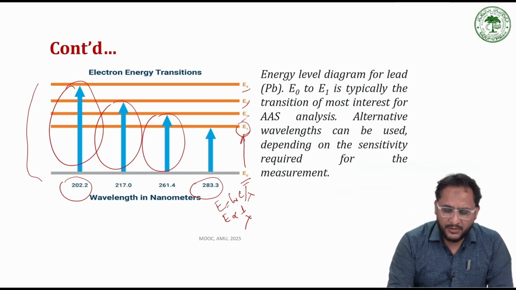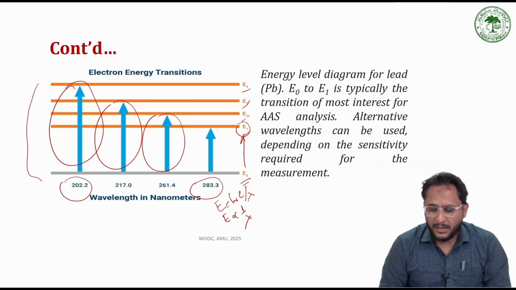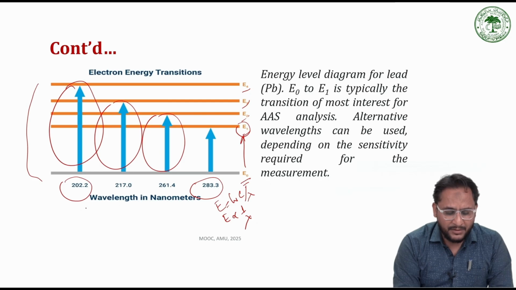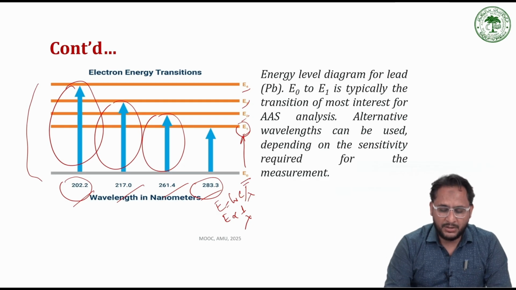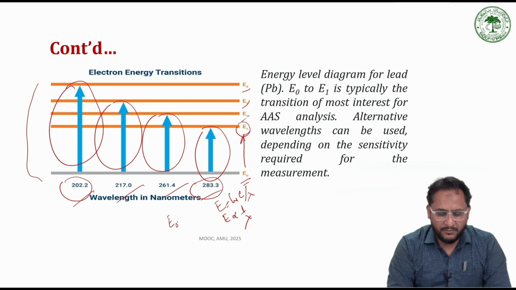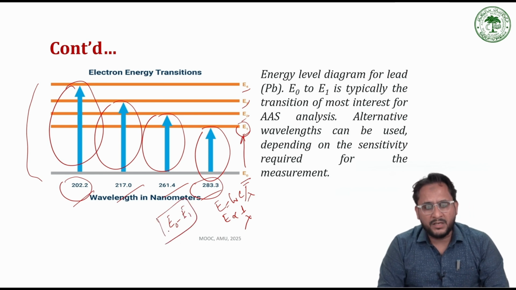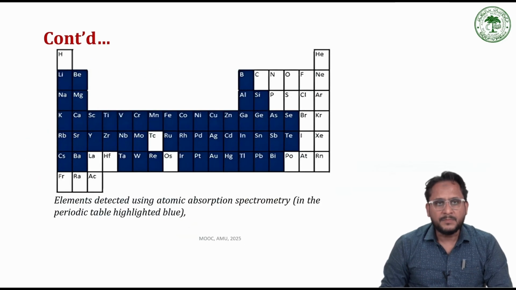This figure is particularly for an element called lead, and for lead, we can have different wavelengths in its spectrum. Although most of the time we use the energy or the wavelength responsible for transition from E0 to E1, we may also get transitions from E0 to E3 and E2 and E3, which can also be used to check the sensitivity of the instrument, as well as we may have more detailed information.